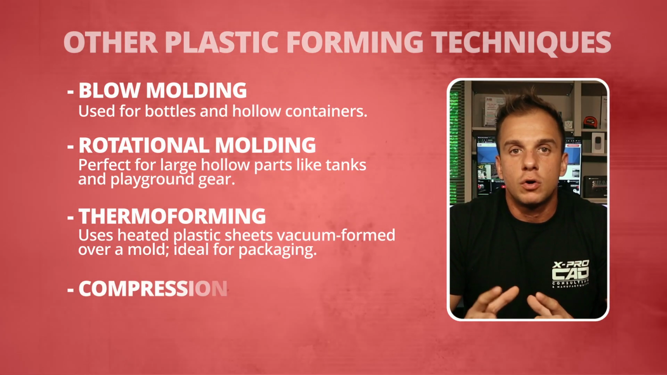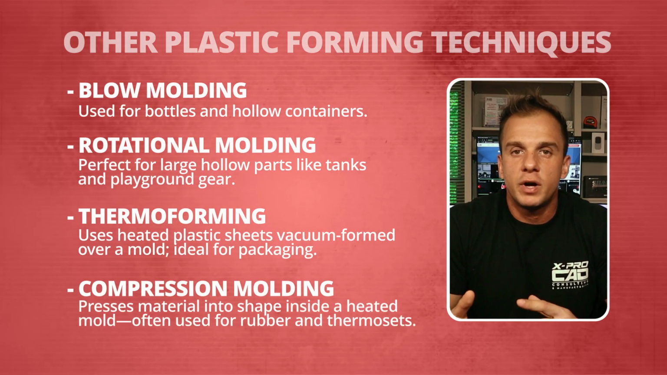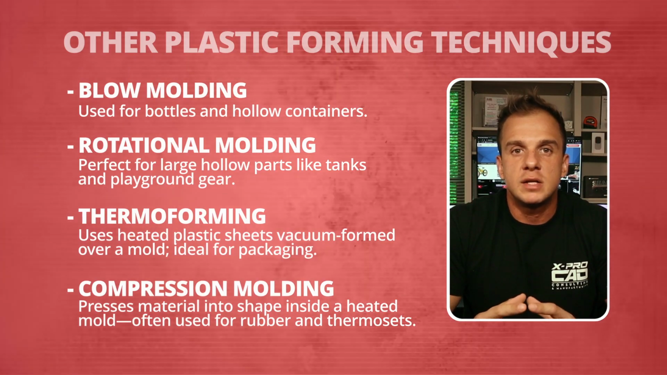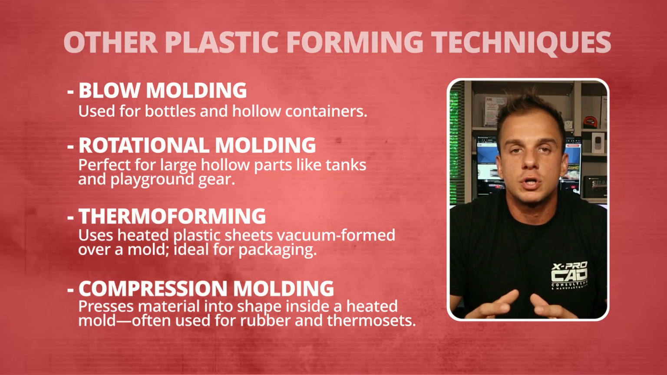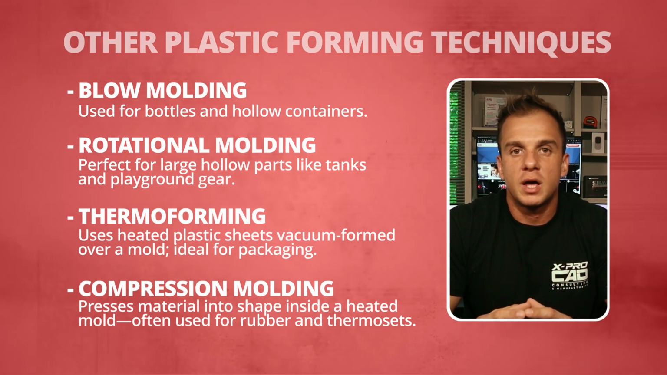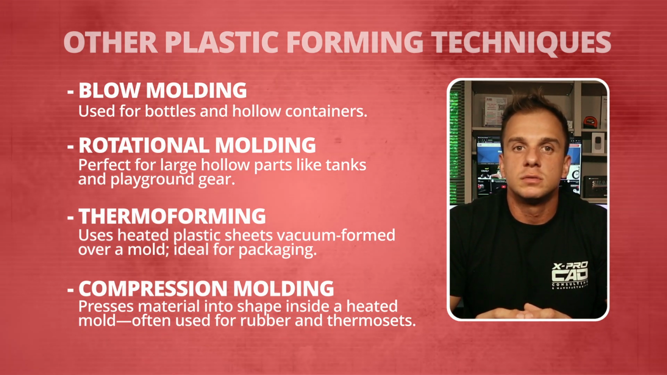The next one, compression molding. It's very often used for thermosetting plastic or rubber, where the material is placed in a heated mold and compressed into a shape. It's very common in electrical housings, automotive parts, and even appliance panels. Each process has trade-offs in tooling cost, lead time, part complexity, and material choice. Injection molding shines for precision, repeatability, and scalability, but only if your volume justifies the upfront tooling investment.